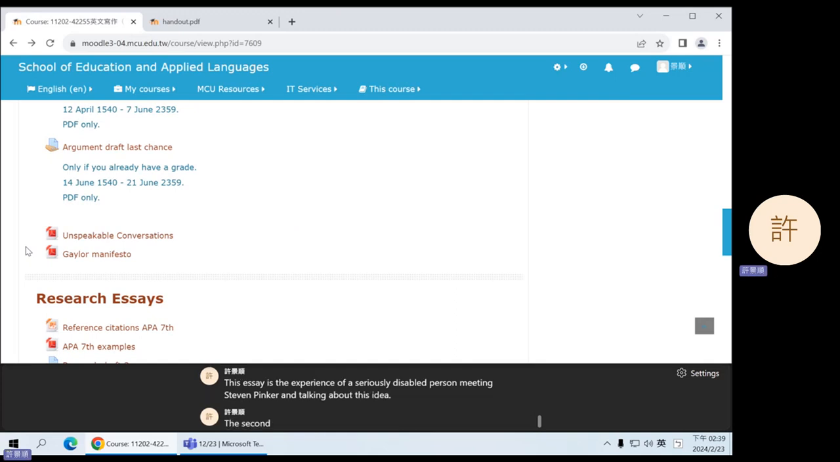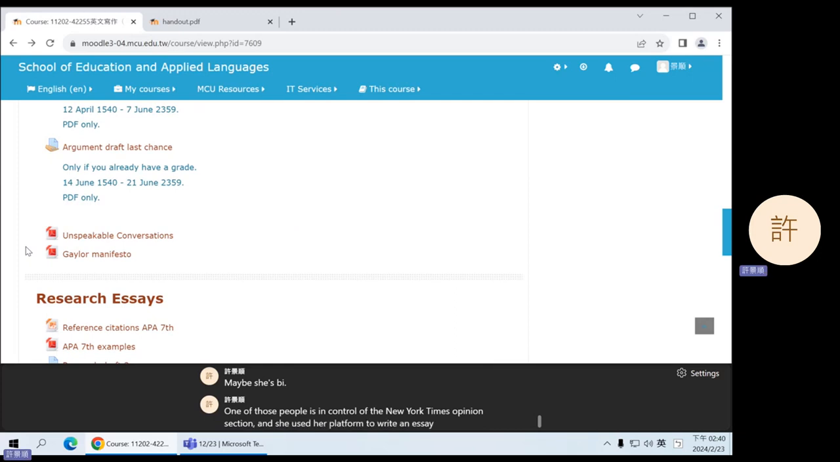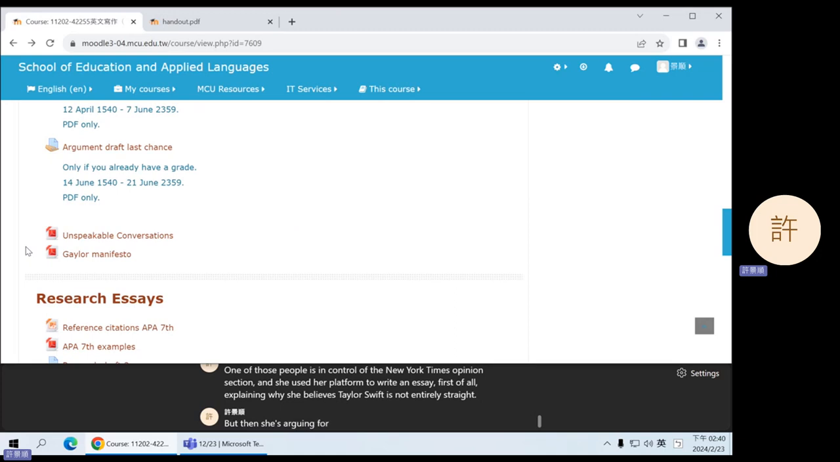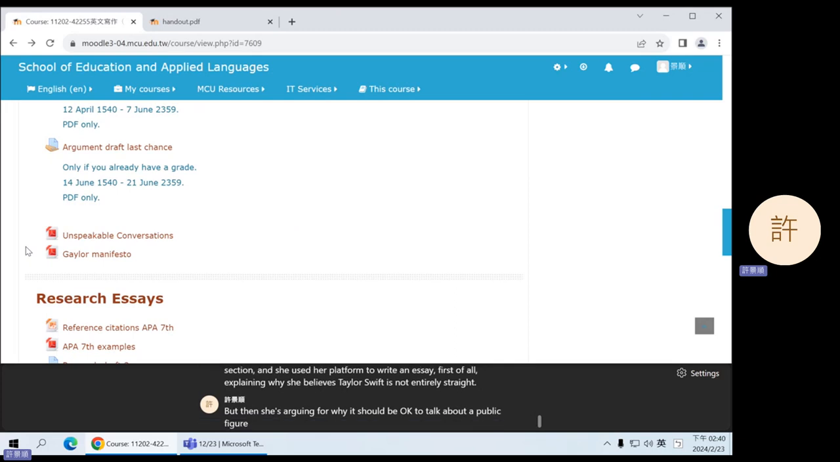The second essay, I love it. This second essay is really cool. Okay, here's what it is. Some people believe that Taylor Swift is not straight. Maybe she's gay, maybe she's bi. One of those people is in control of the New York Times opinion section. And she used her platform to write an essay, first of all, explaining why she believes Taylor Swift is not entirely straight. But then she's arguing for why it should be okay to talk about a public figure and whether they are straight or not.